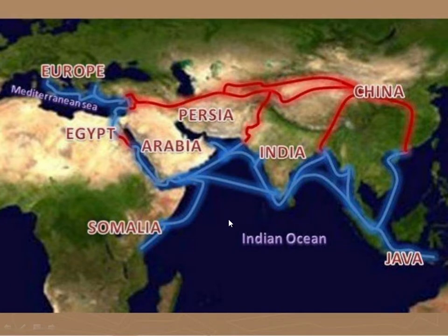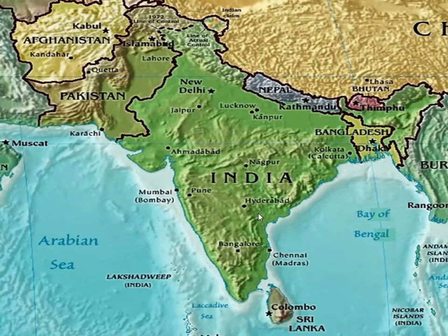And in the western coast, that is Kerala, Karnataka, Maharashtra, Gujarat, India is connected with West Asia, that is the Arab countries, Arabia and Persia, and also with Africa and Europe. In the eastern coast, India is connected with East Asia and Southeast Asia. Now we are going to see why India is called a subcontinent.